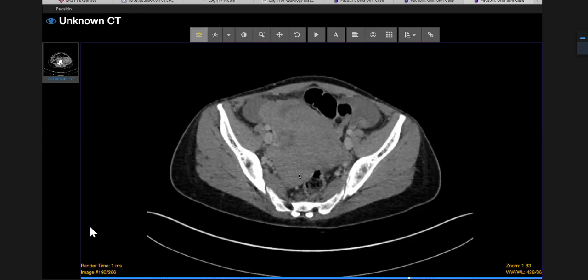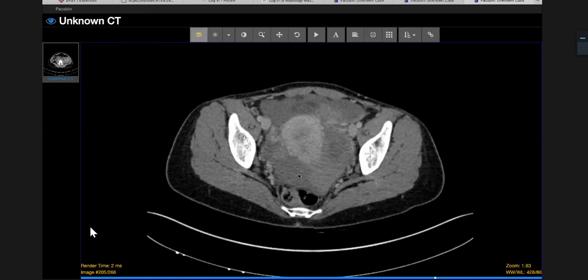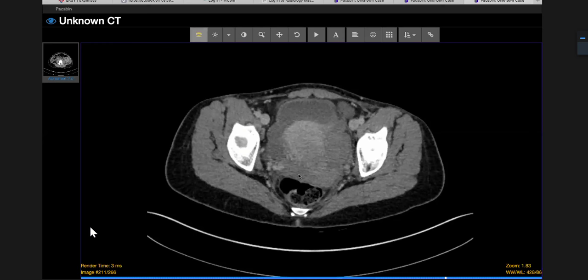What do I want to do next? I think I would do a delayed phase to see if there is any bleeder down in the pelvis. No, because we don't think this is vascular, do we? We don't think this is a vessel. Nor do we think this is a bladder rupture, where a delayed phase would help.